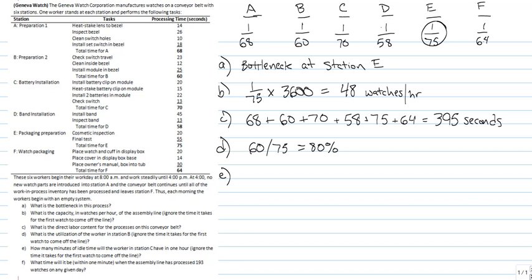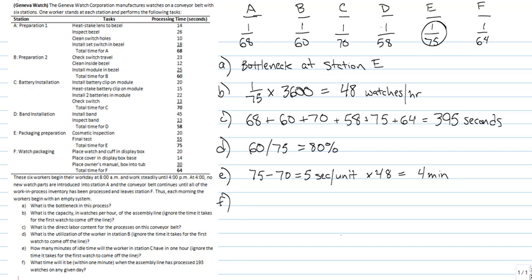For part E, it asks us how many minutes of idle time the worker in station C will have in an hour. The worker in station C works 70 seconds on each unit. The cycle time of the machine-paced line is 75 seconds. Therefore, he'll have idle time of 5 seconds per unit. We know in a given hour that the conveyor belt processes 48 watches. So if we multiply that 5 seconds of idle time per watch times 48, we get a total of 4 minutes of idle time at station C per hour.